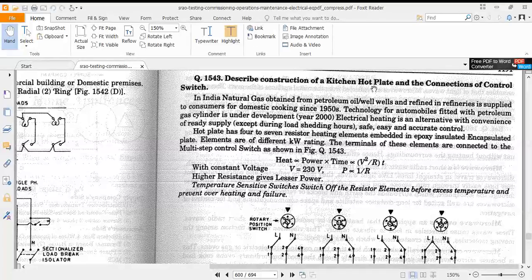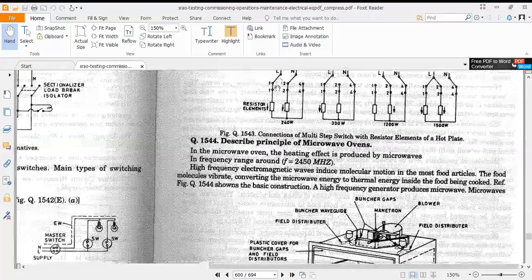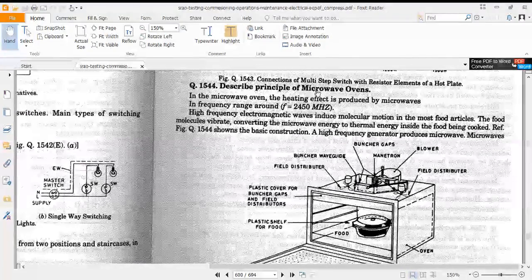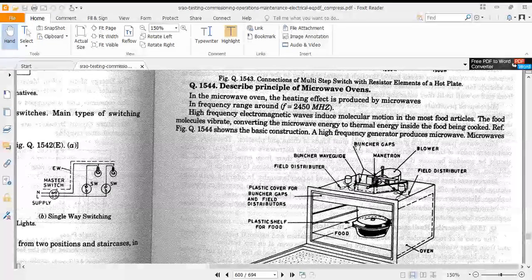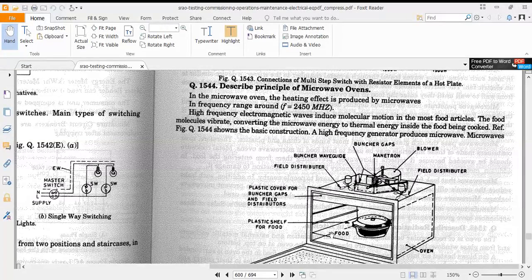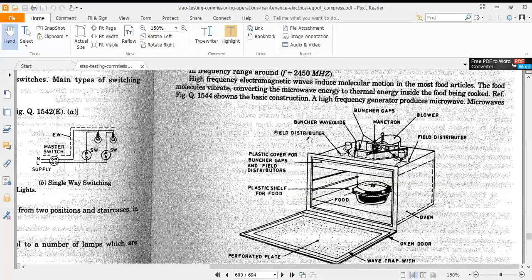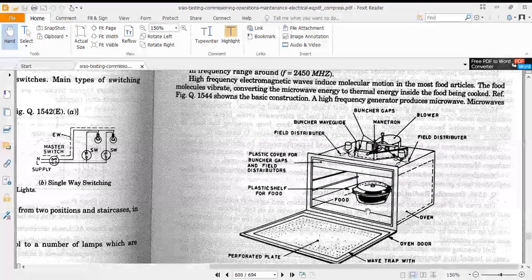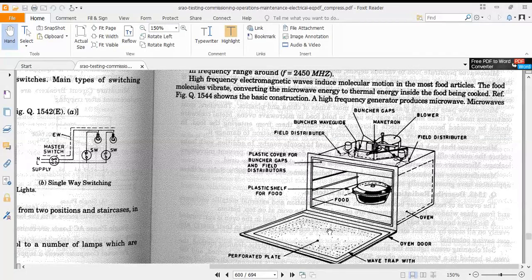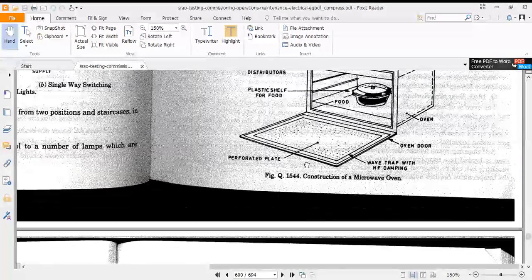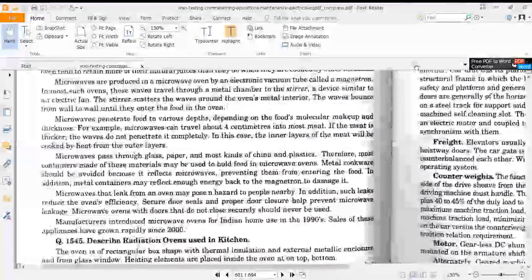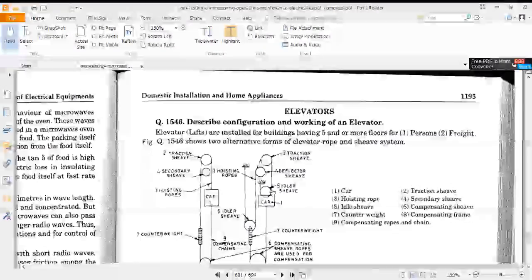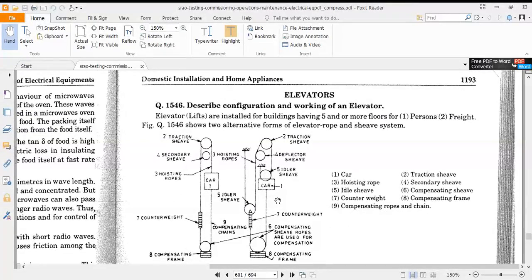Describe the construction of a kitchen hot plate and connection of. But this is very much required: describe the principle of microwave oven. How does this microwave oven work? Principle of operation. Microwave oven. It is a box. Because of frequency, we get the food heated up. Hot food we get because of the frequency. Microwave oven. Yes. Next we'll see elevators.